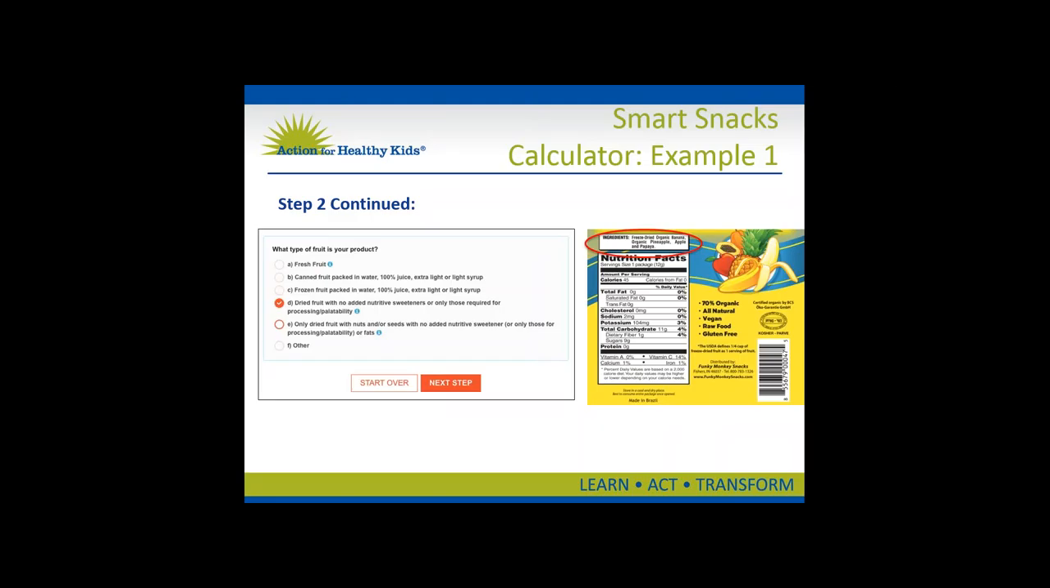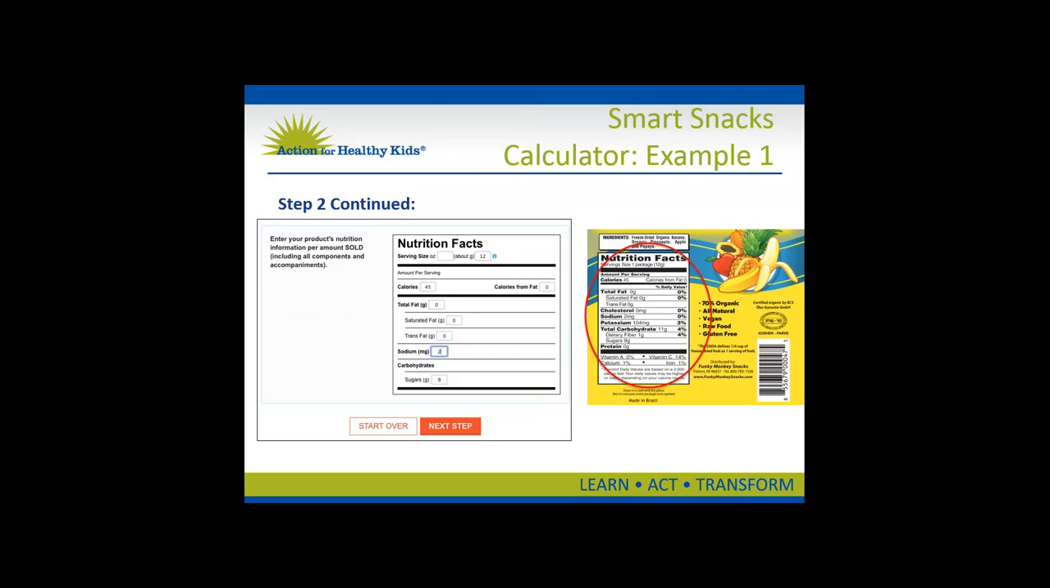Continuing to follow the prompts, the calculator then asks you what type of fruit is the product. In order to determine which type of dried fruit, you must refer to the label again. Since there were two types of dried fruit to choose from, I used the blue eye to determine the correct option. For example, you can see that I chose dried fruit with no added nutritive sweeteners or only those required for processing.